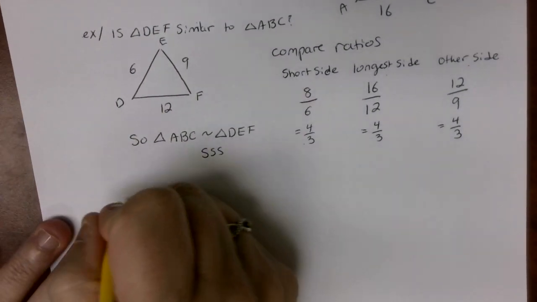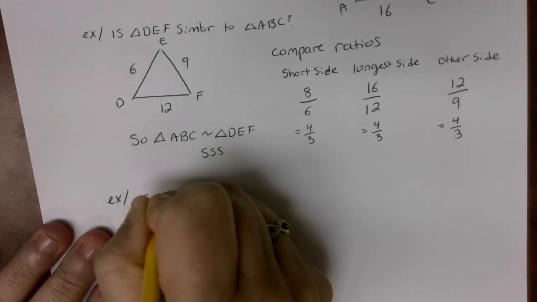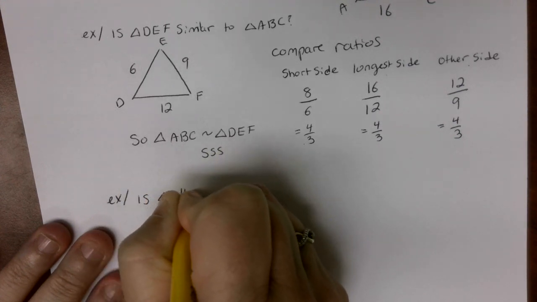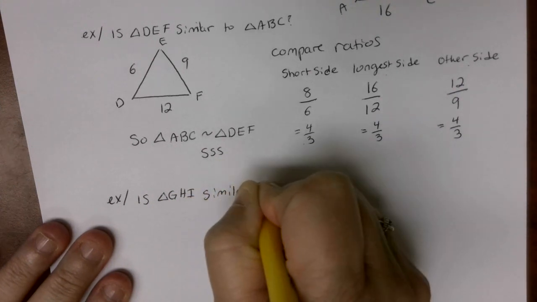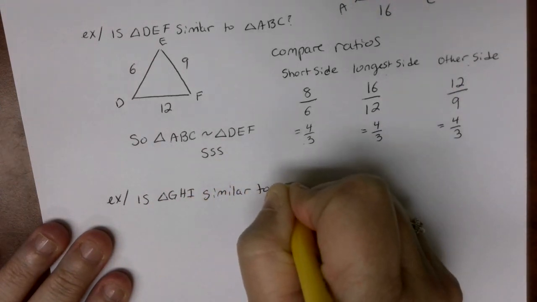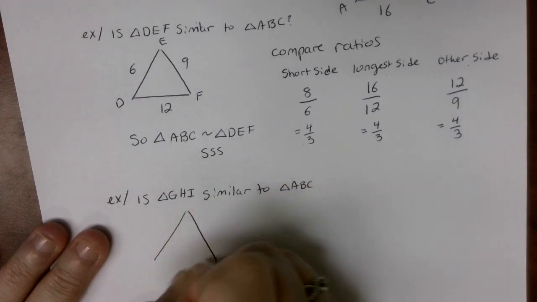So let's say, is triangle GHI similar to triangle ABC? So let's have a new one here.